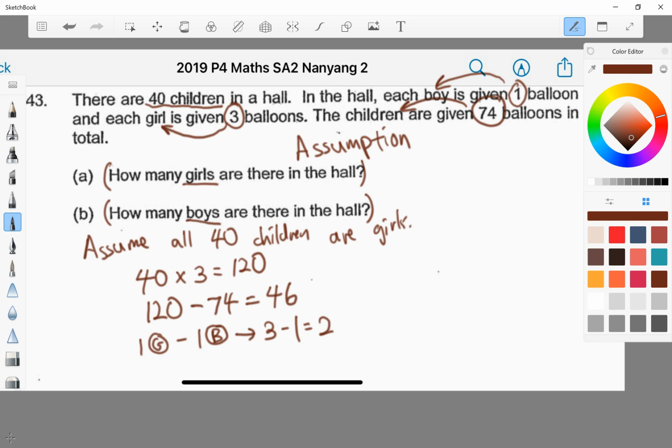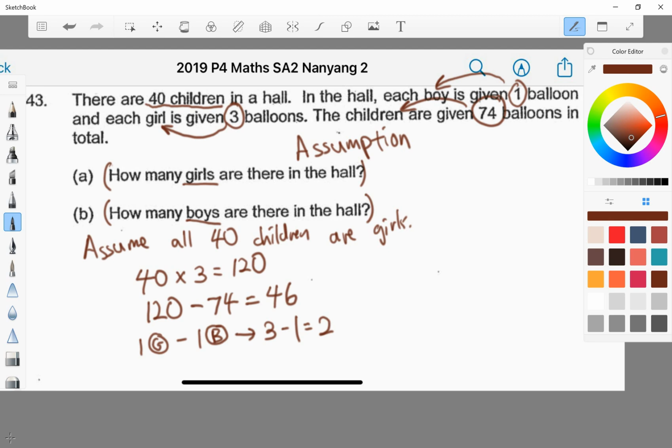So for every single chair that they see that is pretending there is a boy but it's pretending to a girl, I'll get them to tap the chair and say +2, +2, +2. And I will get them to show that this +2, these 2 extra balloons, it must come from somewhere.